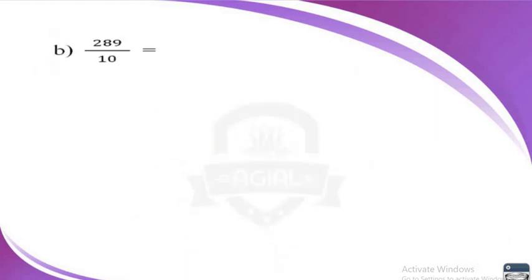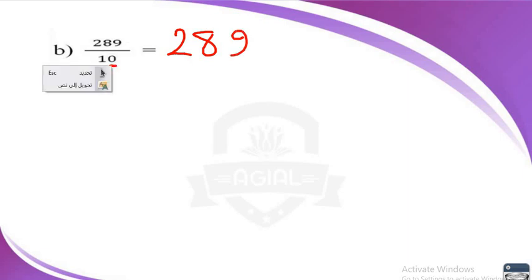Okay, for example, another example, 289 over 10. How can I write it as a decimal number? I have two ways. Way number 1, I will write 289. I said how many zeros down? It's just 1 zero. So I start from right and put the decimal point after just one digit. So 9 is digit number 1, so I write the point here. Or the way number 2.